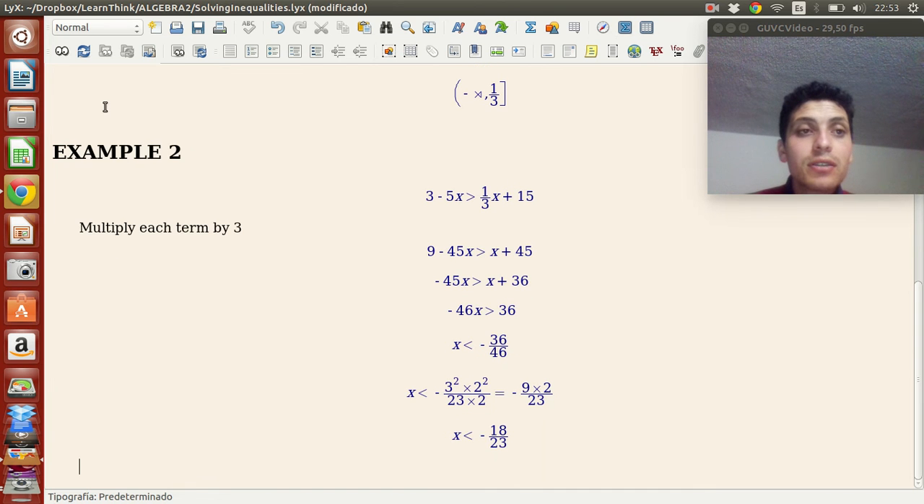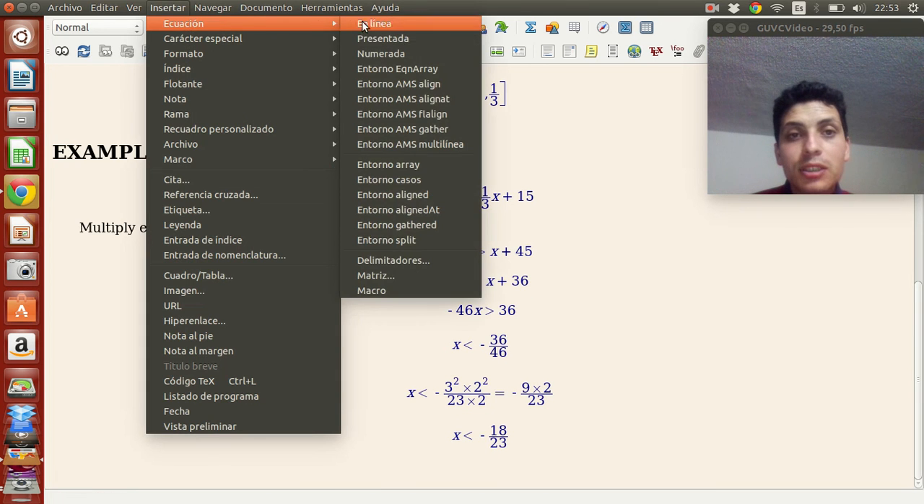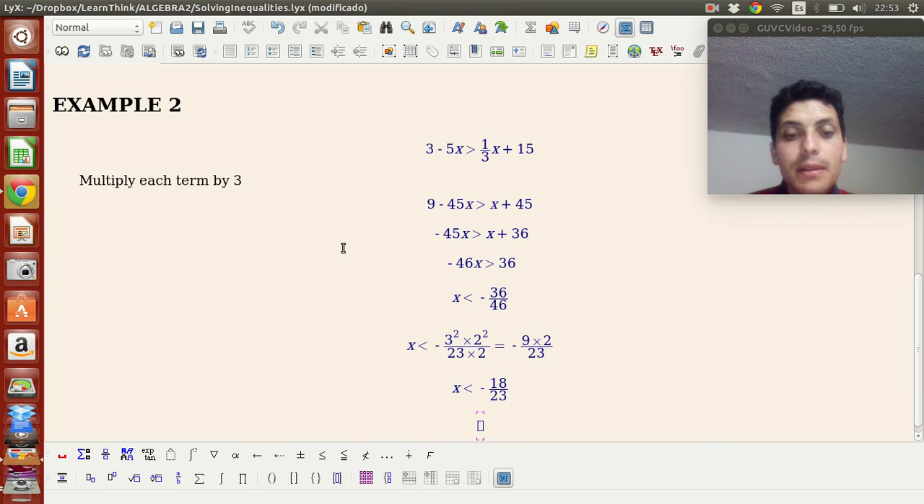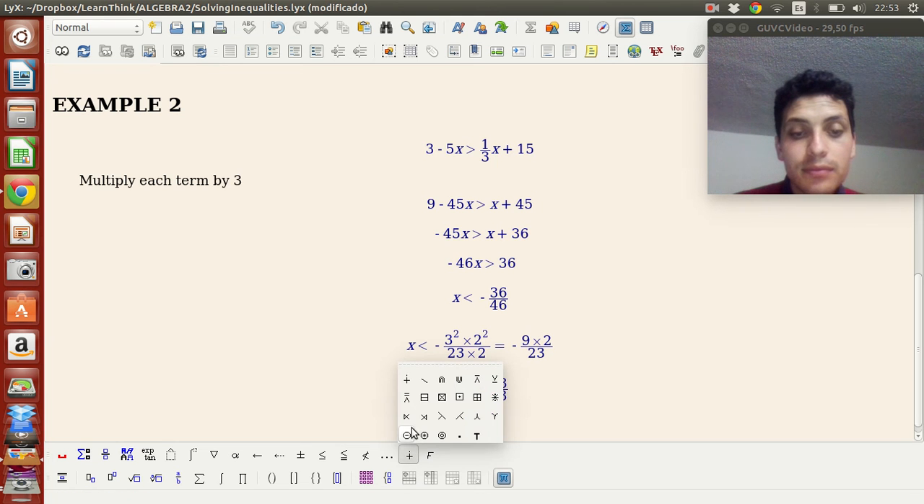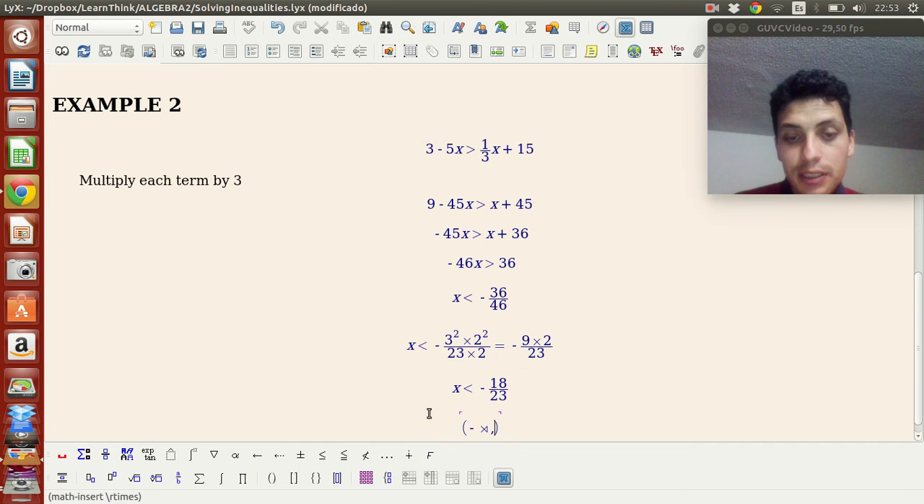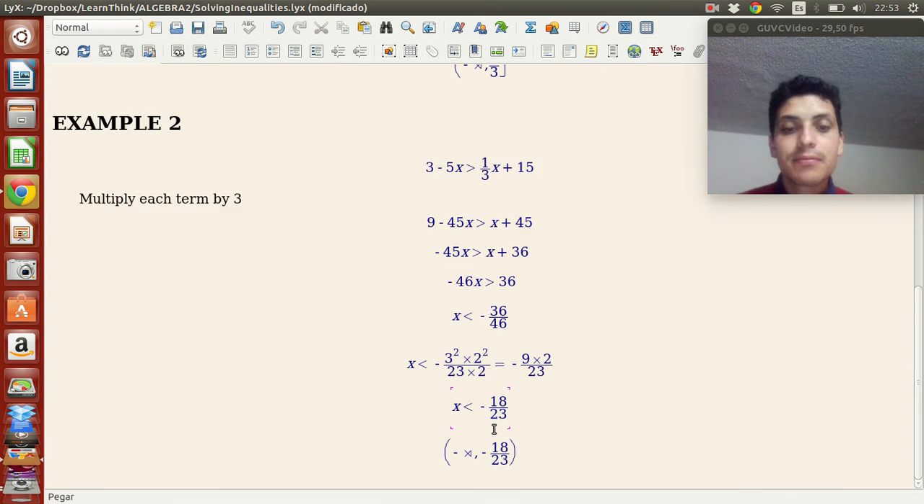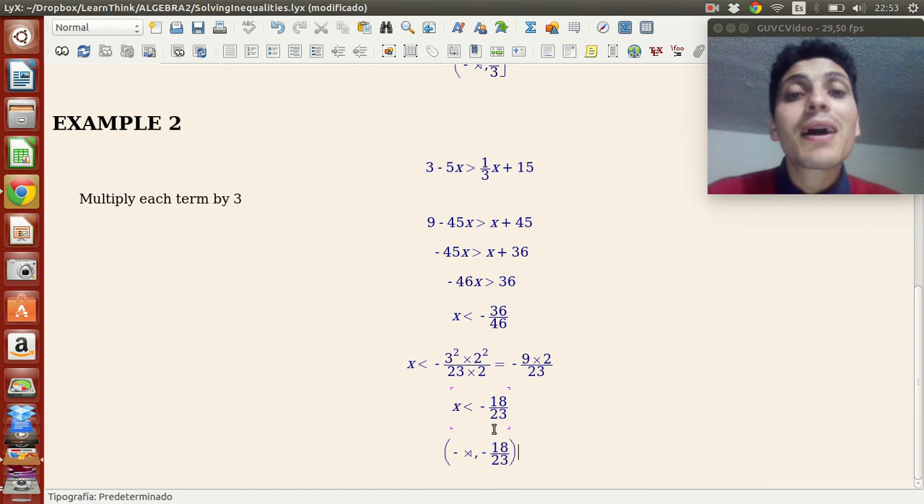And if you like to do it using intervals or sets, we just have to take into account that it is less than, so it's an open interval, parentheses, minus infinity to minus 18/23. And this is how you solve any inequality.